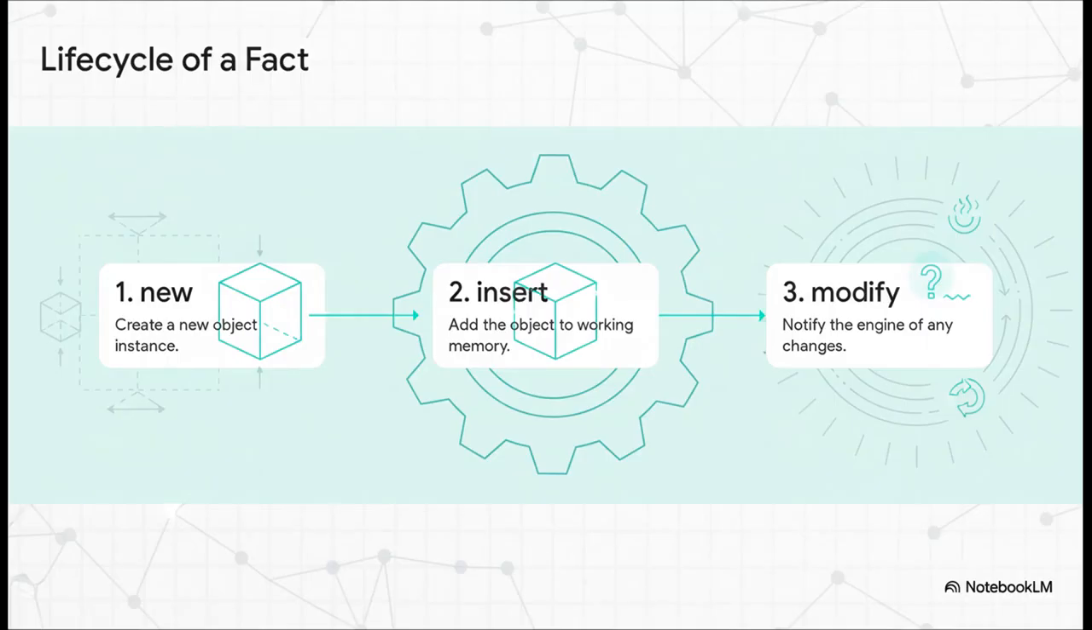A fact in your rules action block has a pretty clear 3-step lifecycle. First, you use new to create an object, just like you would in Java. But here's the catch. The engine has no idea it exists yet. That's where insert comes in. You're explicitly telling the engine, hey, pay attention to this. And this last step, this is the one that trips people up all the time. If you change that object, you have to wrap it in a modify block. Seriously, forgetting this is a classic bug that'll have you pulling your hair out.